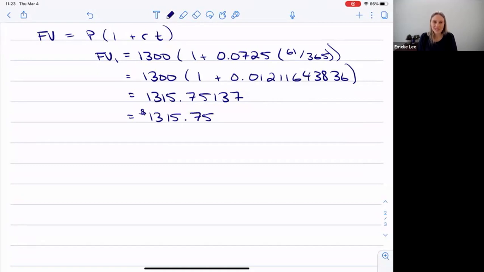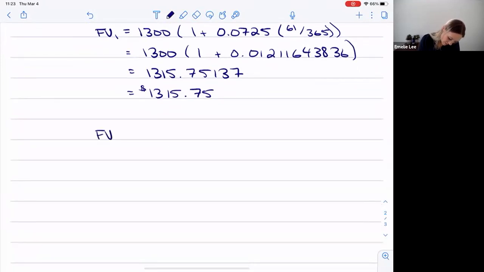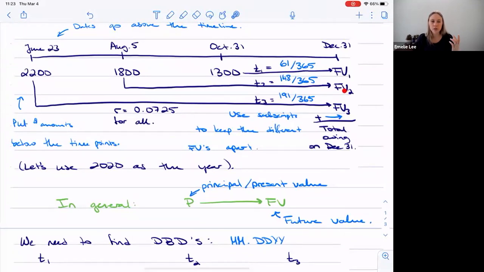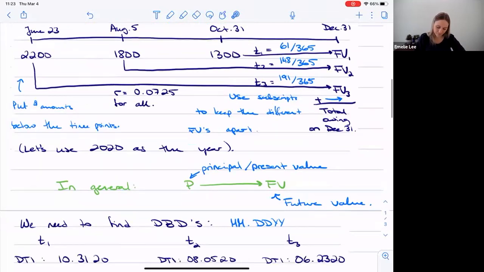Okay, now we do the same thing for future value 2. Right, and so I do the exact same thing. So after the timeline is set up, the calculations are just tedious and we just need to do them. They're not hard, you just follow the same procedure over and over again. So now the things that are changing for future value 2: the P, the present value or the principal amount, is 1,800 now, and T is 148 days, right? So 148 over 365. Other things like R stay the same. There's only one other thing.